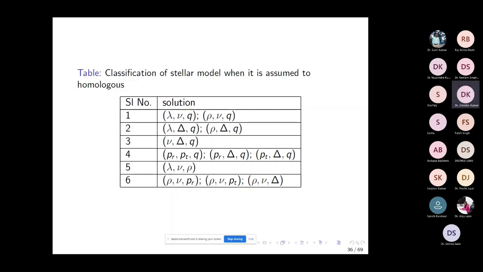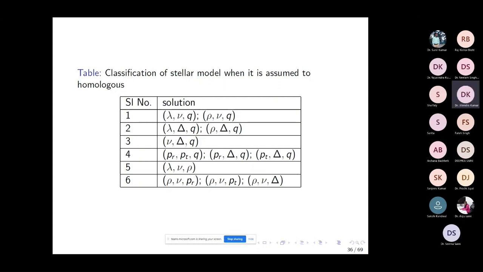Now in the third one we can assume nu, delta and Q. In the fourth one we can assume radial pressure, tangential pressure and Q, or radial pressure, delta and Q, or tangential pressure, delta and Q. In the fifth approach we can assume lambda, nu and rho, and in the sixth approach we can assume nu, rho, P_r or rho, nu, P_t. Rho means density, nu means metric potential, P_r means radial pressure. So basically we classify the assumptions in the following 6 manners.